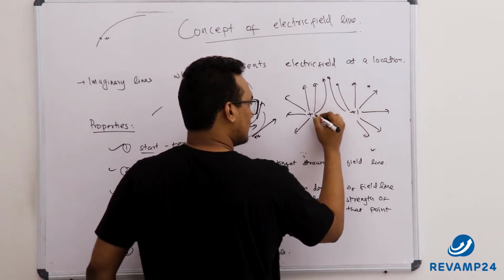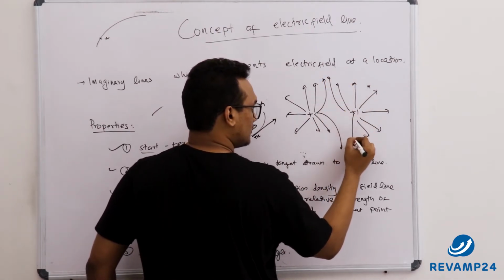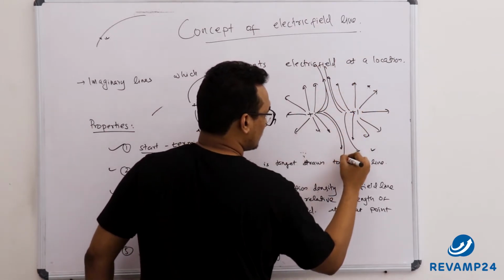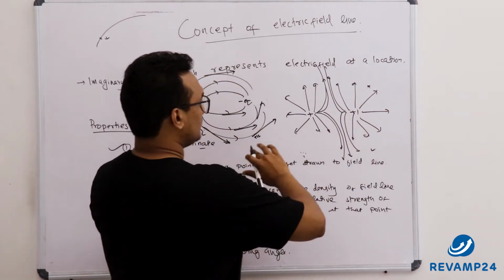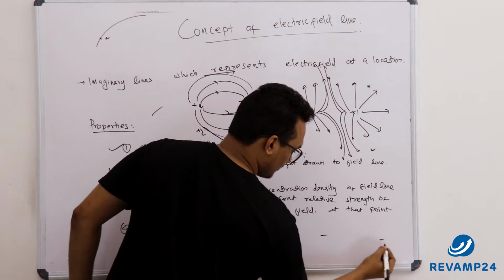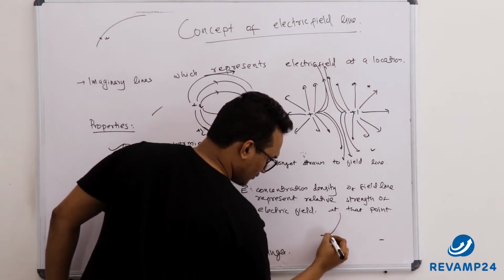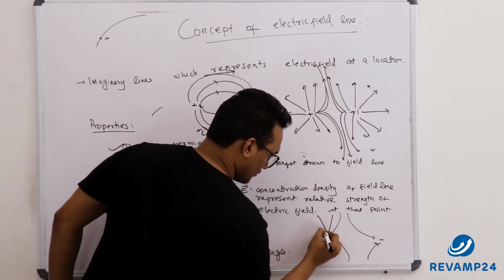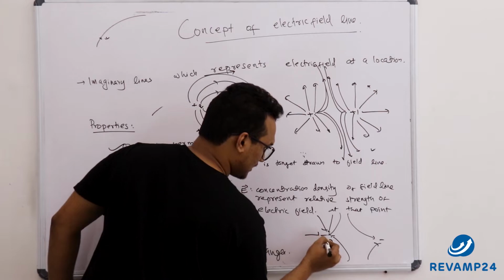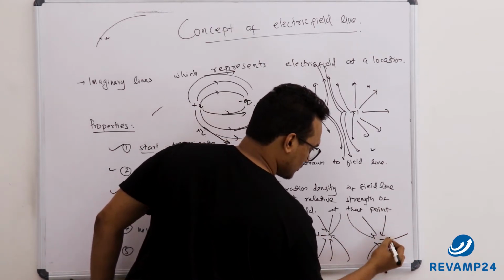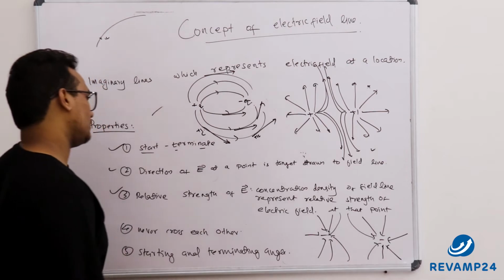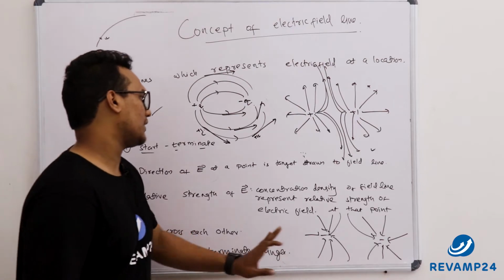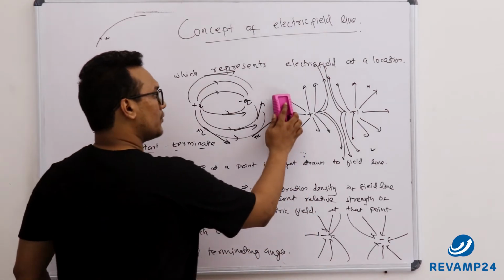So these field lines will repel each other. See, these field lines will repel each other. They will never intersect. See, they are in this way. With negative, it is coming. See, negative, it is in this way. So electric field lines will never cross. Intersection is not possible. So this is explained. Now starting and terminating angle. This one is very, very important.